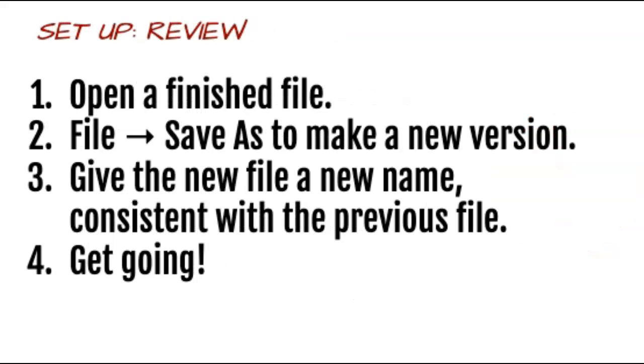So now that we're all set up with our new file, let's quickly review what we did before we get started on our animation. We first opened a finished file. Bouncing Ball 1 Timing was the name of it. We went to File and Save As to make a new version. We gave the new file a new name that was consistent with the previous file. This one we named Bouncing Ball 2 Slow In Out. And now we're ready to get going.